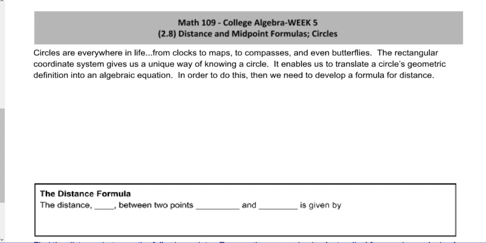So let's get started by proving the distance formula. Circles are everywhere in life, from clocks to maps to compasses and even butterflies. The rectangular coordinate system gives us a unique way of knowing a circle, and it enables us to translate a circle's geometric definition into an algebraic equation. So basically from a geometry shape into an equation that we can work with. In order to do this, we need to develop a formula for distance and also for midpoint, which will be coming up shortly.